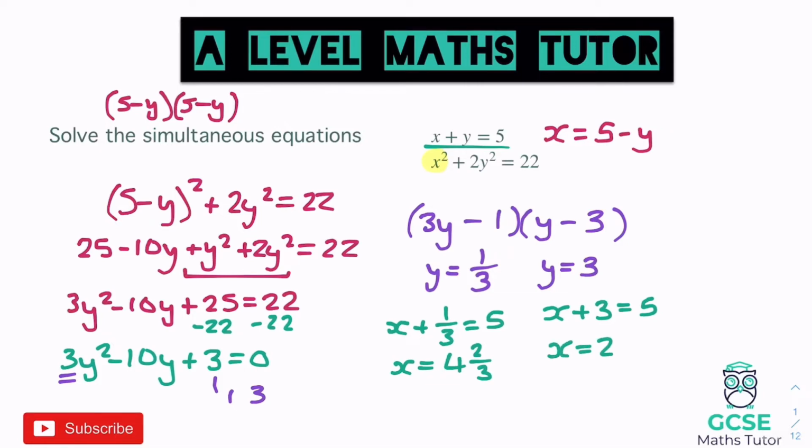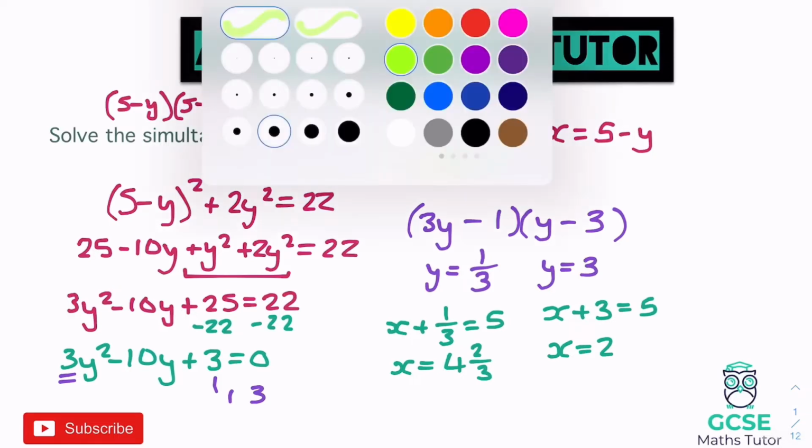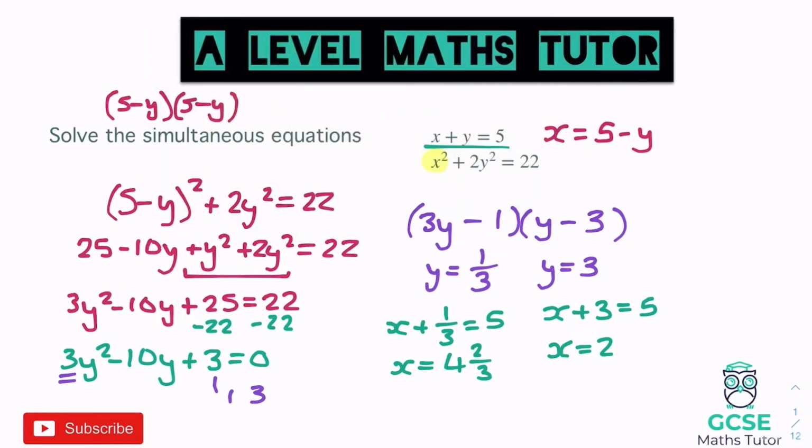And obviously not forgetting that these are paired up. So we've got our two solutions here. We've got y equals a third and x equals 4 2/3. And for the other one there, we have y equals 3 and x equals 2. So don't forget to pair those up and make sure that you get them the right way round.